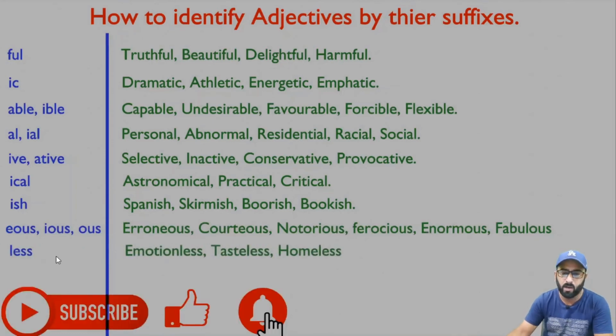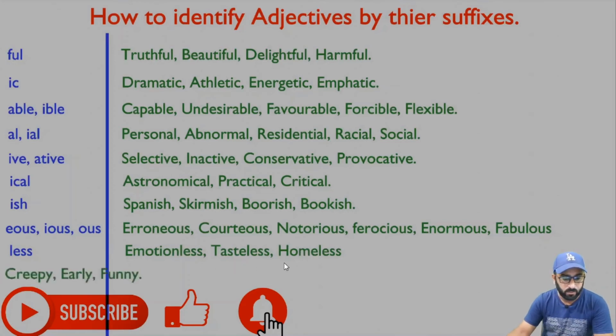Now we have -less, and this is also very common. Other common examples of the suffix are motionless, tasteless, or homeless. And this also refers to adjectives in the English language, if any word ends with -less.